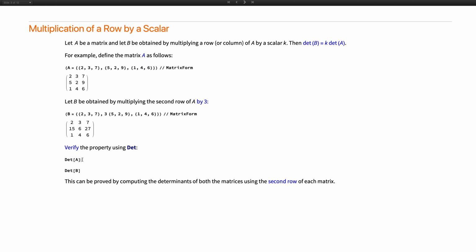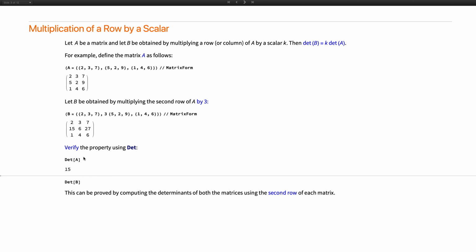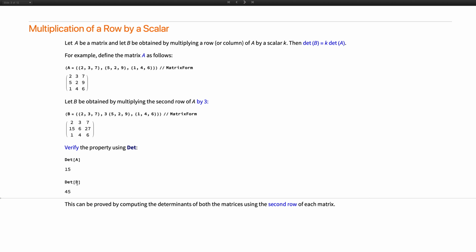Let's check the property with that. So determinant of A is 15, determinant of B is 45, and 45 is 3 times 15. So you have checked the property. And if you had to prove it, what you would do is you would expand the determinants using the second row in each case.